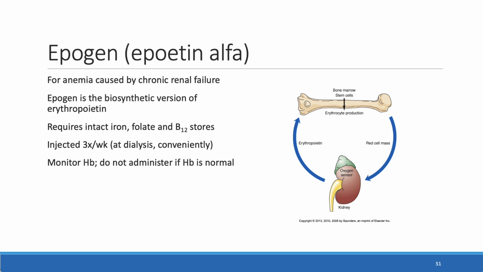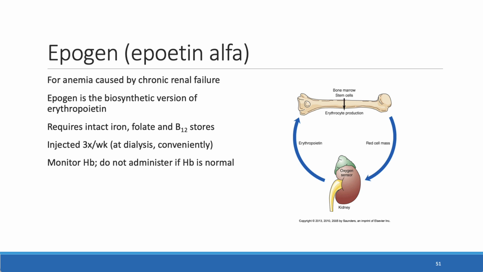Epogen, or erythropoietin, stimulates that process. And as the kidneys start to fail, erythropoietin doesn't work anymore. The body doesn't make the erythropoietin anymore. And so as people have worse and worse renal function, they often become more and more anemic, and we need to give them epogen or erythropoietin. So we use it for anemia caused by chronic renal failure. It's a biosynthetic version of erythropoietin.